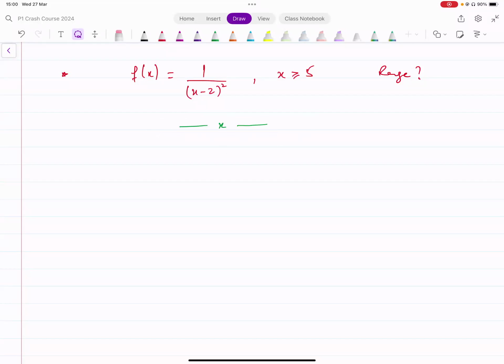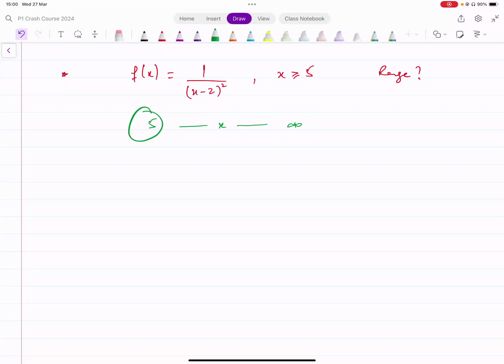We think of the endpoints of the domain. What are the endpoints of the domain? 5 and infinity, right? These are the endpoints of the domain. Now, what happens when x is 5 and what happens when x is infinity?